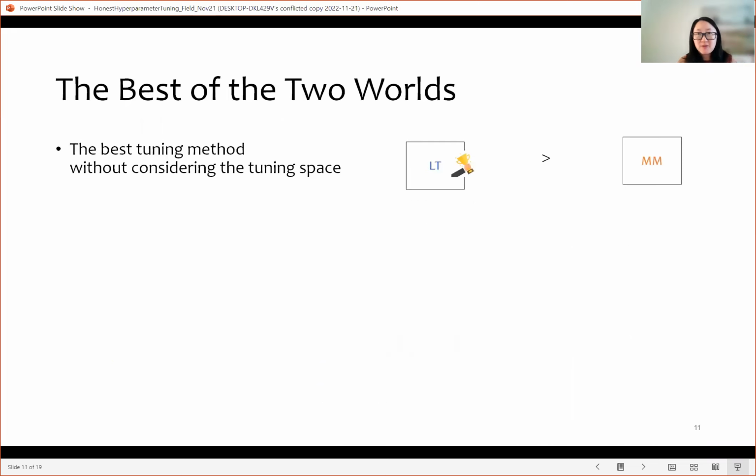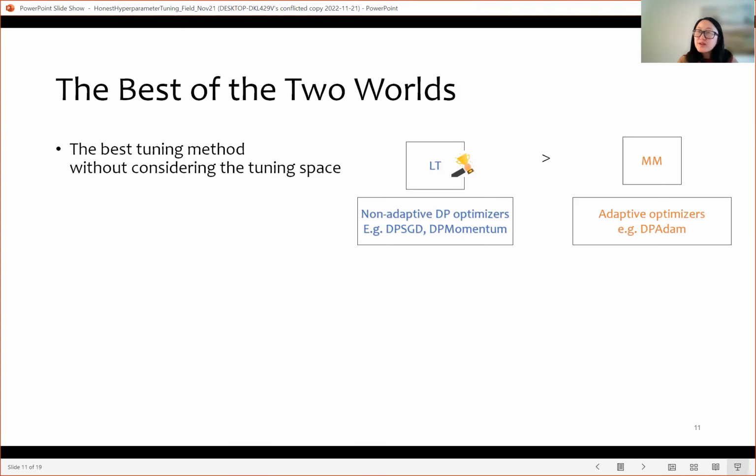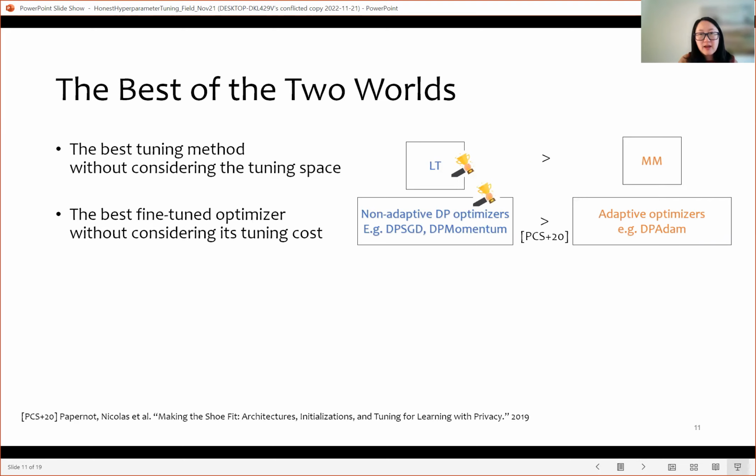So keeping this in mind, let's try the best tuning method, which is LT, together with the best DP optimizer. What is the best DP optimizer? Compare the non-adaptive one and the adaptive one. The previous literature has found that non-adaptive DP optimizers that have been tuned well should work better than the adaptive ones. So it seems like a really nice idea to put the best tuning method, LT, together with the best fine-tuned optimizer, which is DPSGD or DP momentum. They should give us the best model.